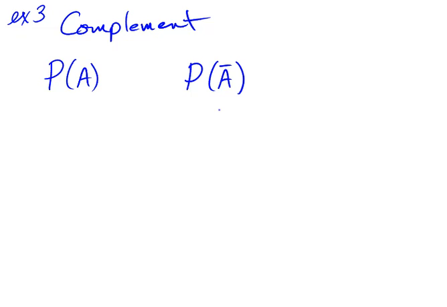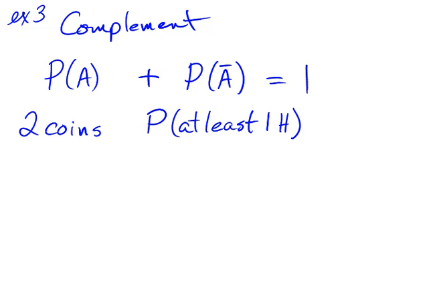They're complements. When those two things are exact opposites, they will always add to equal 1. So the probability of A plus the probability of A not happening is always equal to 1. And we're going to use that in this experiment.